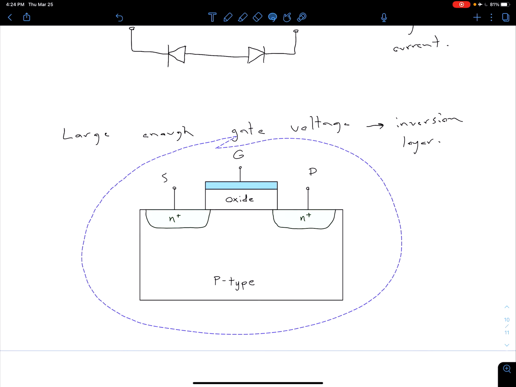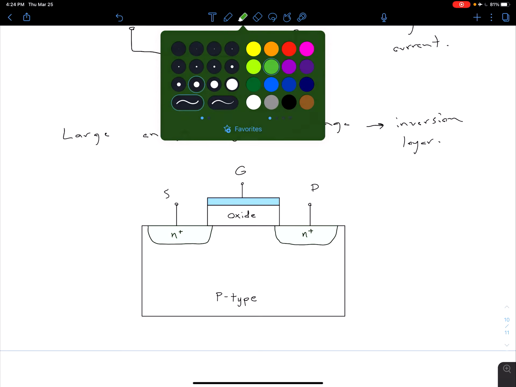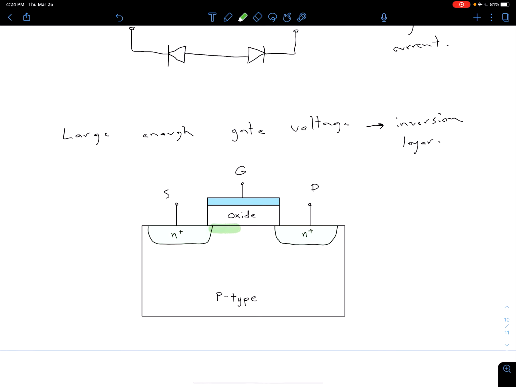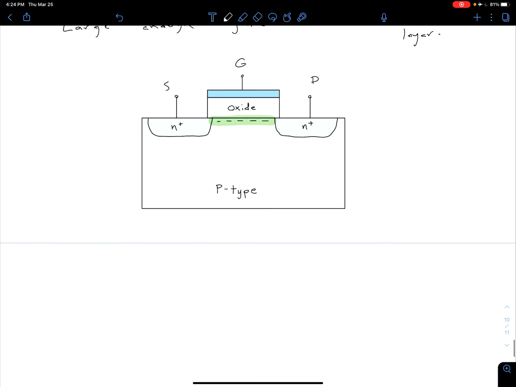So let's copy that 2D figure down here. Now let's say we've applied some positive voltage to our gate. In doing so, we create this inversion layer. Because this inversion layer is in a p-type material, remember this is going to be an inversion layer of electrons. So now we have this channel of electrons that is allowing our majority carrier electrons in our N regions of source and drain to go back and forth.